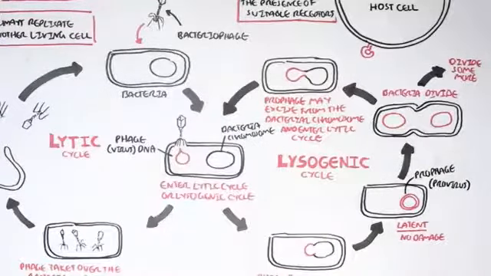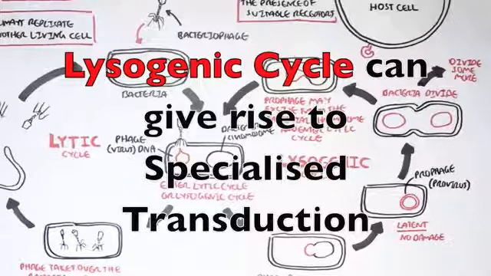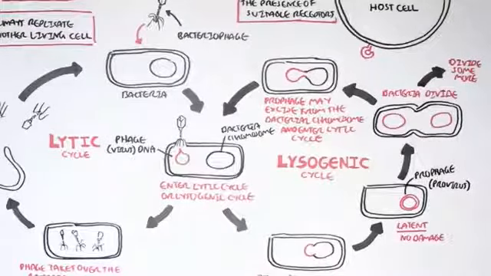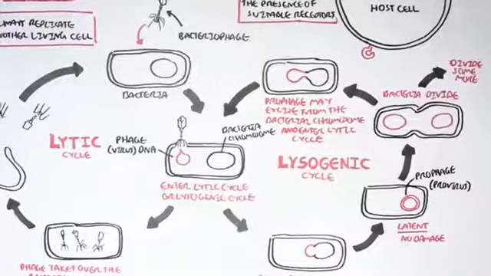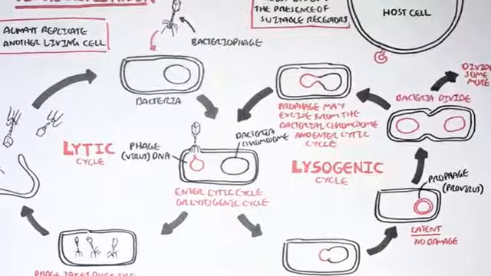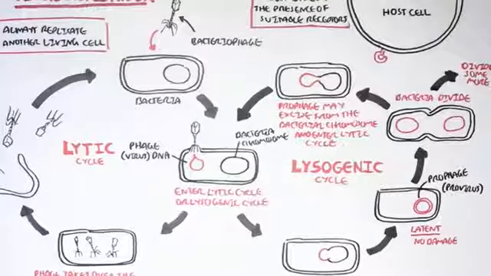Of course, there is another pathway, not a cycle, but another pathway. The lysogenic cycle can give rise to a specialized transduction, in which the bacterial genes, the bacterial chromosomes, or part of the bacterial chromosomes, are transferred with the phage DNA to another bacteria through conjugation, for example. And thus, this will result in that new bacteria becoming infected as well. I hope that makes sense.